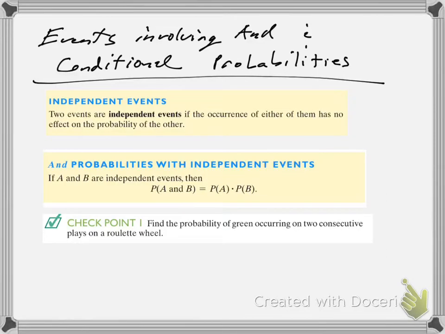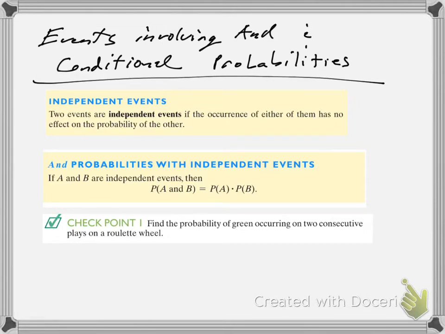All right, guys, today we're going to talk about events involving "and" and conditional probabilities, okay? What I mean by that is we're going to look at the probability of one event happening and another event happening. Last time we looked at the probability of one or the other happening, as long as one of them happens. But now we're going to find the probability of, for example, two things happening.